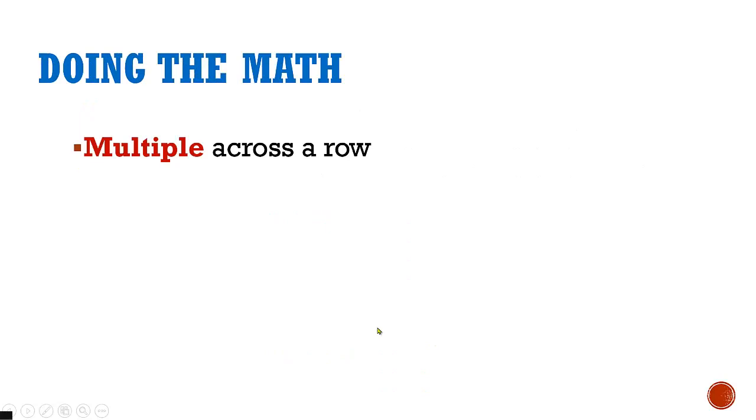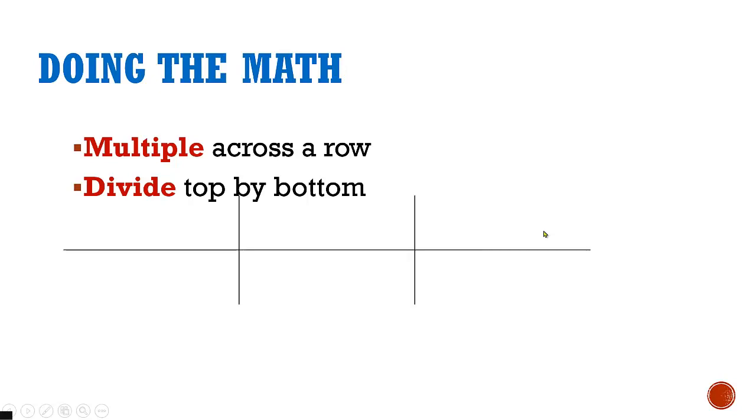All right, let's talk about how we do the math in these. So as we go across, our problems are set up like division problems or like fractions. So you have a top and bottom. As we go across, we're going to multiply across the top and the bottom, okay? We're going to multiply across the row, and then I'm going to divide the top by the bottom just like you would as a fraction.